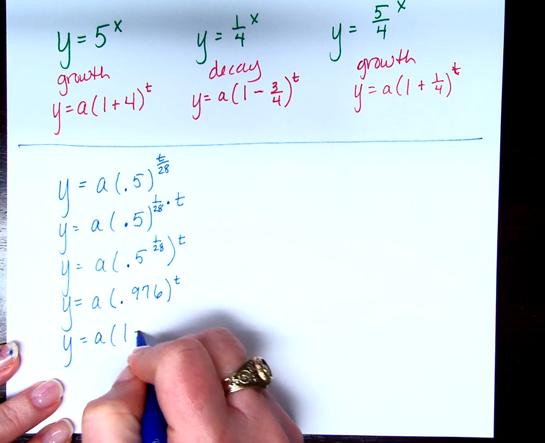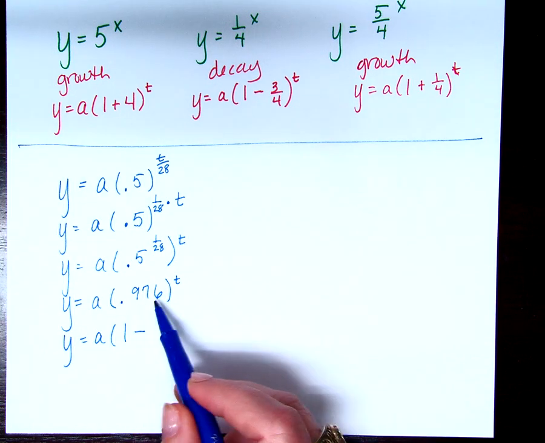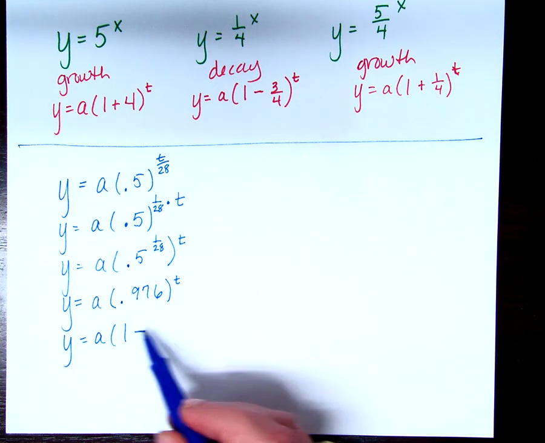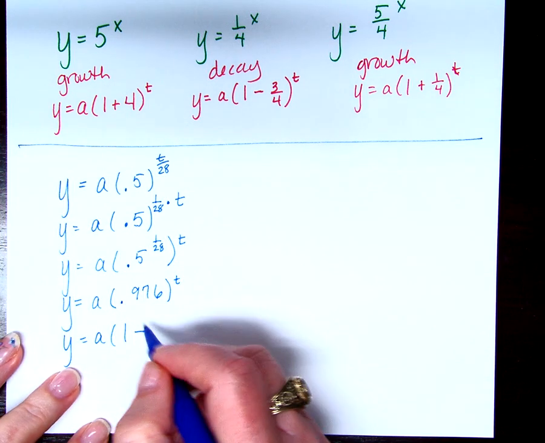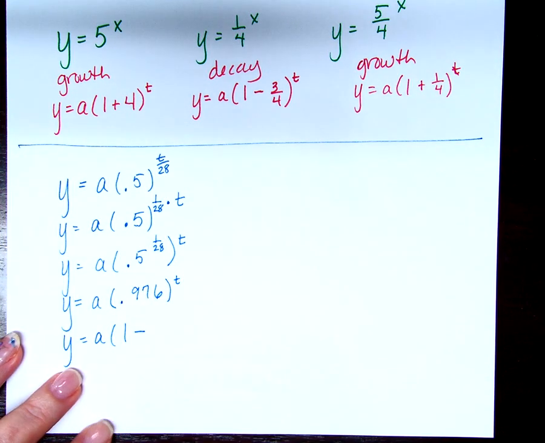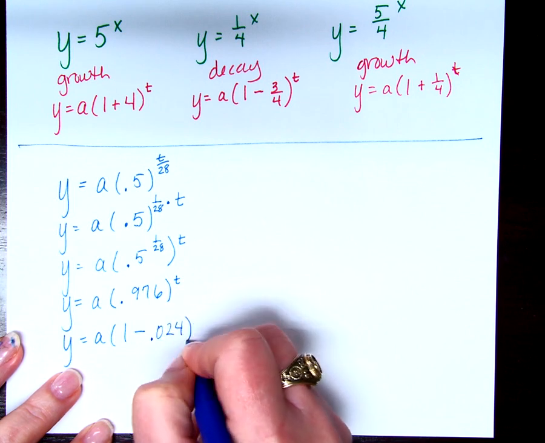So in this case, it's 1 minus something. 1 minus what gives me 0.976? How am I going to figure that out? What are you putting in your calculator, though? Yeah, you're literally doing 1 minus this to figure out what it is that you have to subtract from 1 to get to here, right? So what is 1 minus what equals 0.976? 0.024.